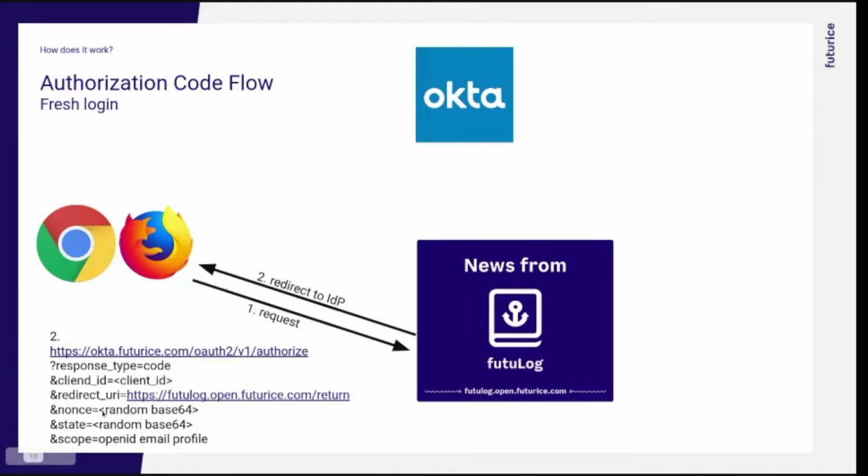Nonce is just there to prevent replay attacks. This is basically a random value. State, I'm not sure, but I think it is a random value, but it will be important later. And scope is what information you want in the ID token, which we also see later. So this is the whole request that we sent back to the browser as our response.